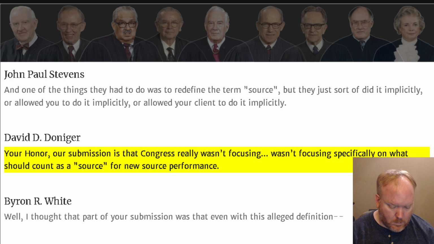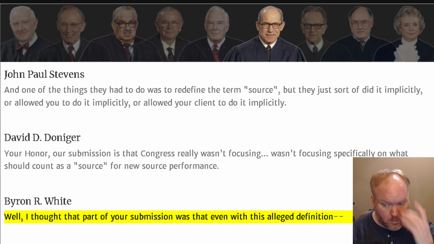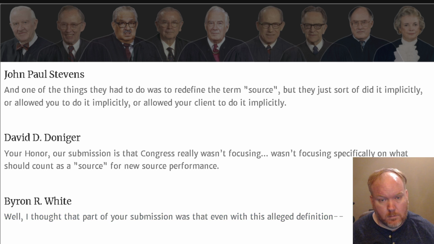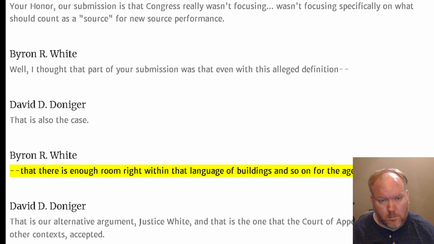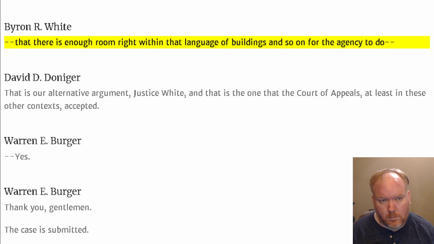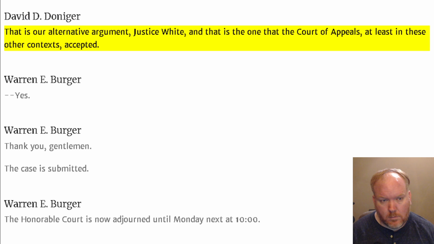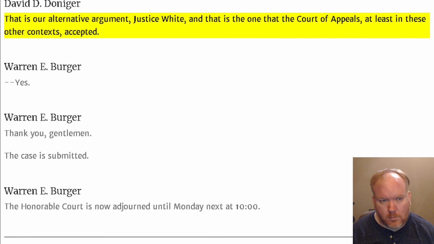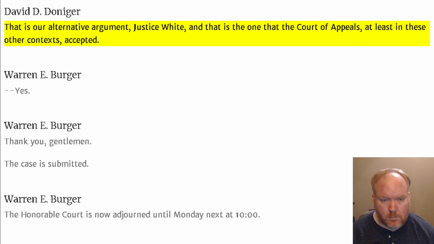No, Your Honor, our submission is that Congress really wasn't focusing specifically on what should count as a source for new source performance. Well, I thought that part of your submission was that even with this alleged definition, there's enough room within that language of buildings and so on for the agency to do what? That is our alternative argument, Justice White, and we think that is the one that the Court of Appeals, at least in these other contexts, accepted.